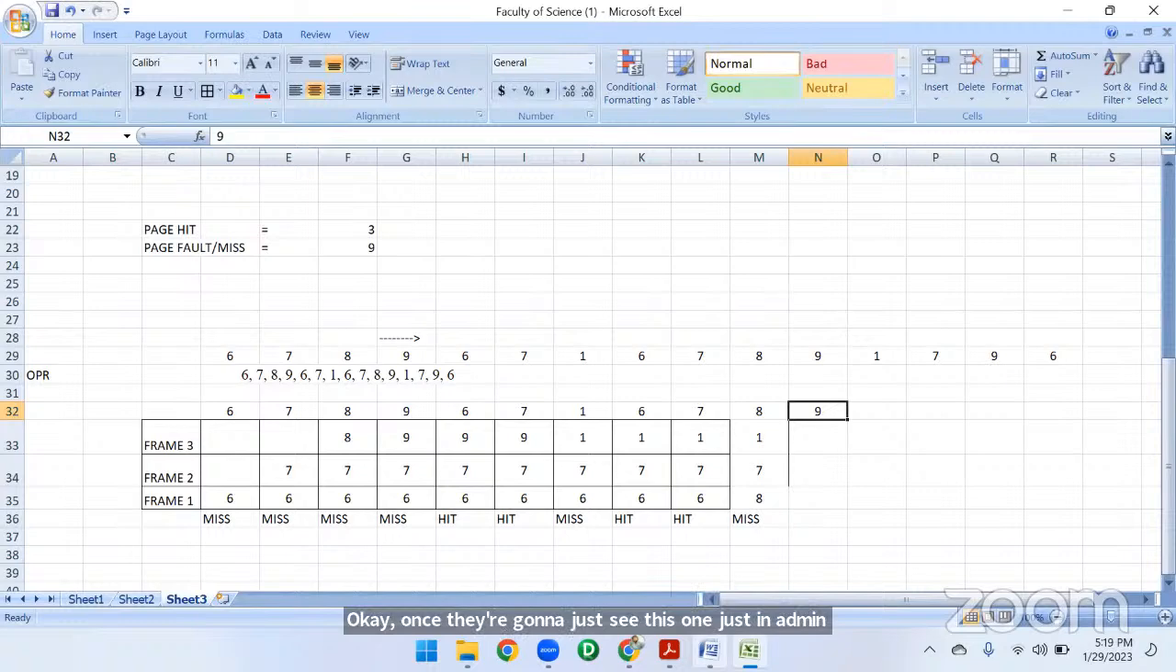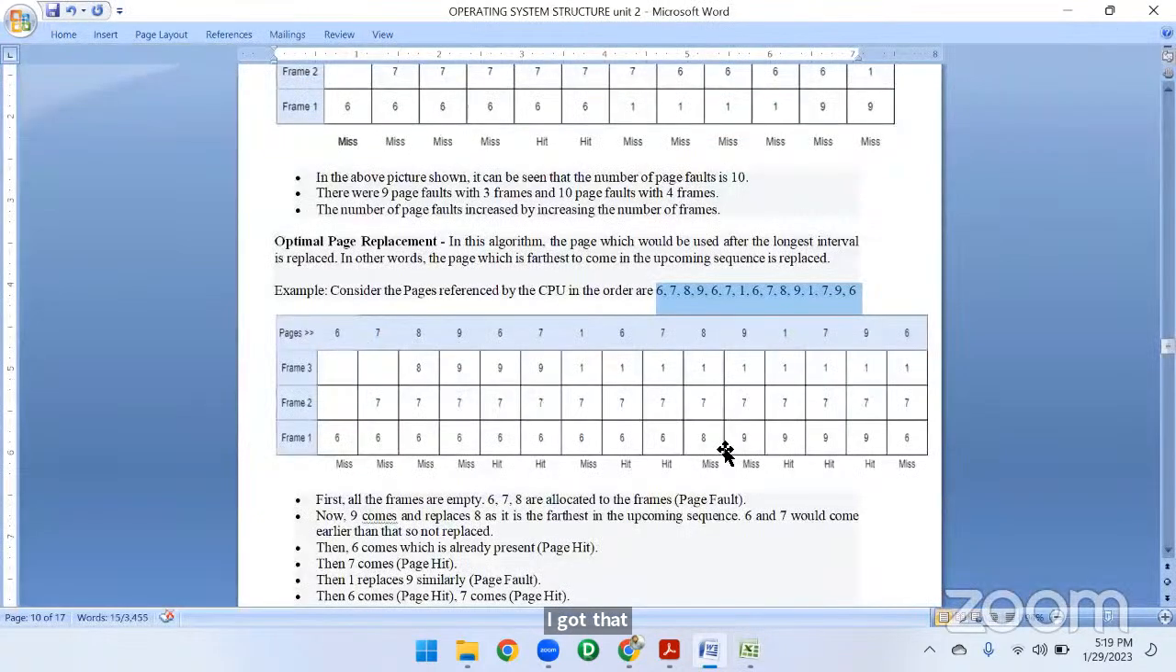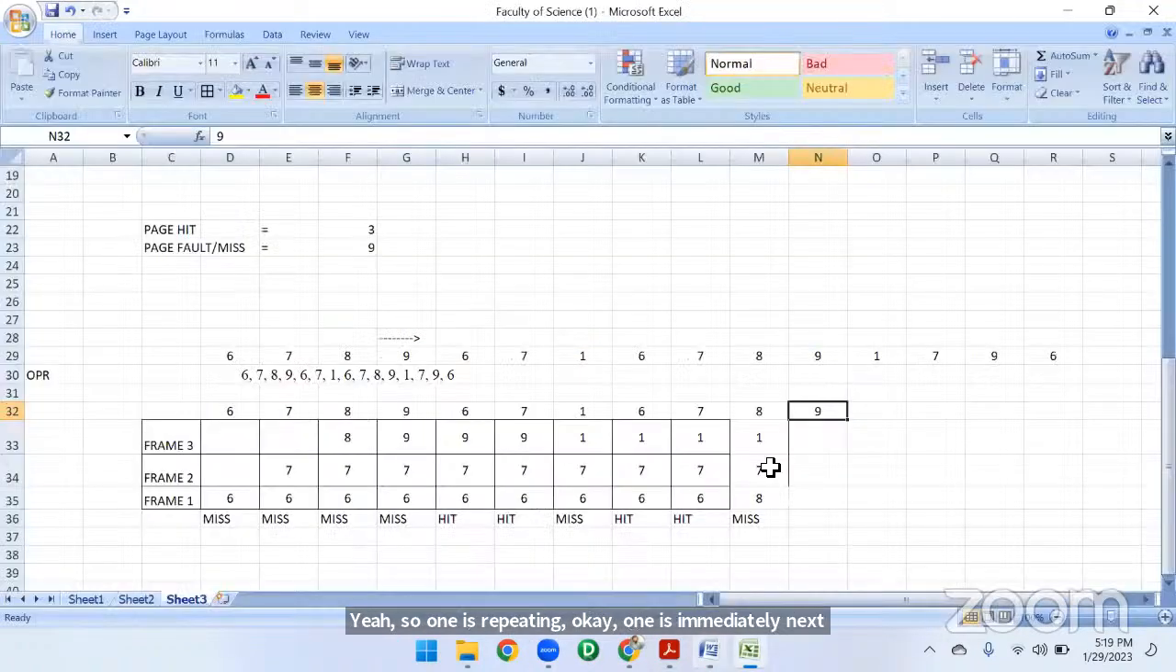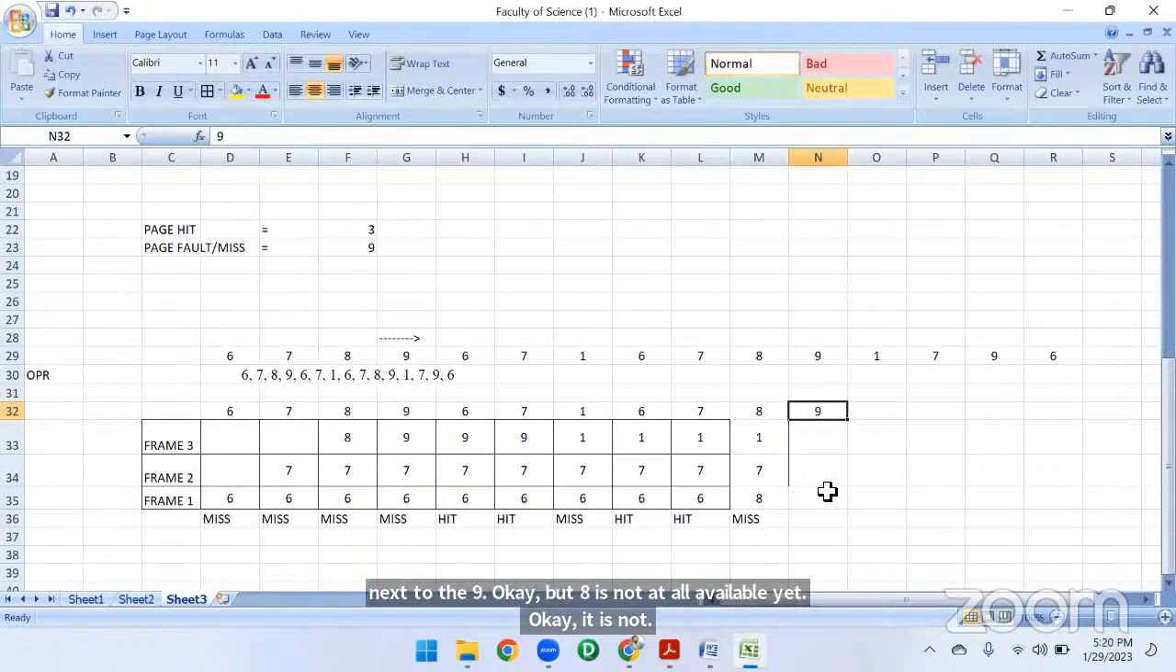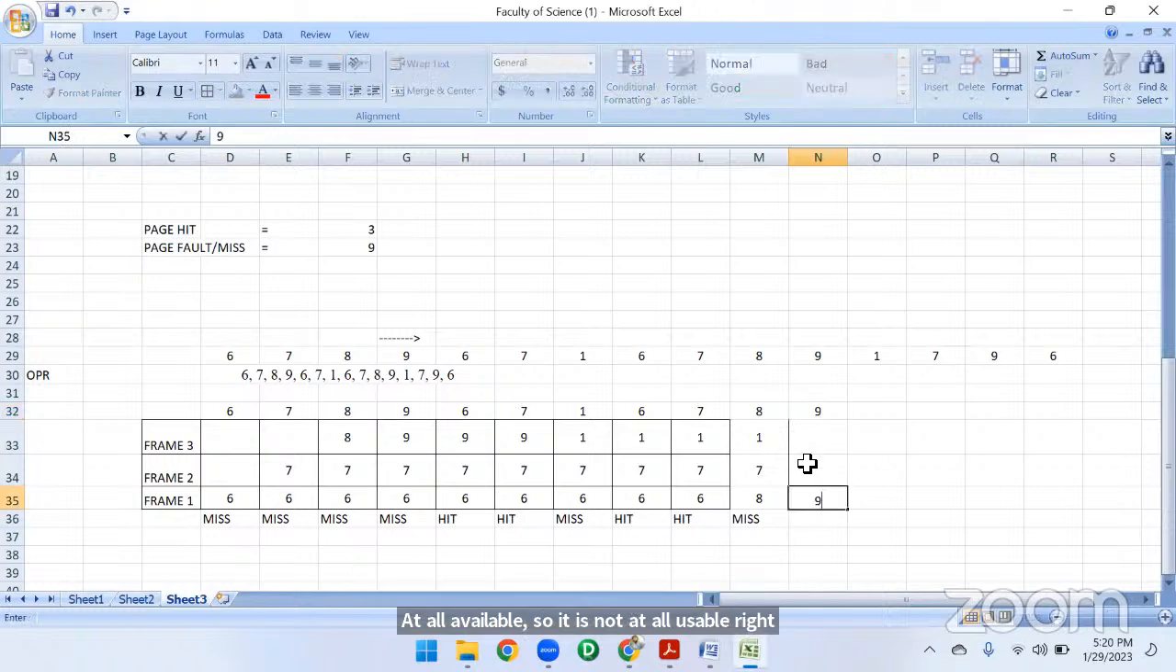9 కదా. So it is replacing with 8C. Okay. Yeah. So ఇక్కడ ఏమవుతుంది? 1 is repeating. Okay, 1 is immediately next to the 9. 7 is immediately next to the 9. Okay, but 8 is not at all available here. So 8 is not at all usable, right? So it will replace with the 8.